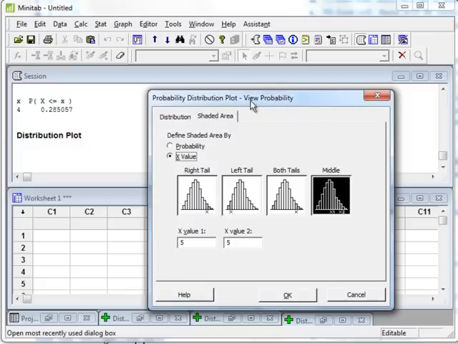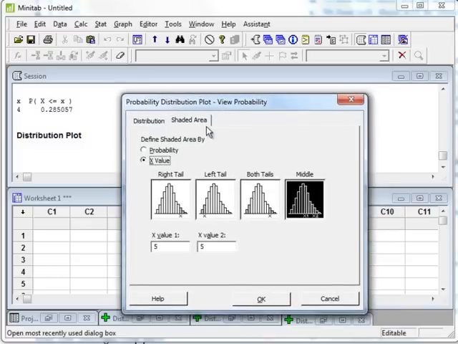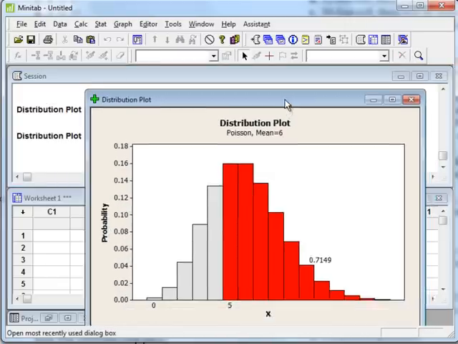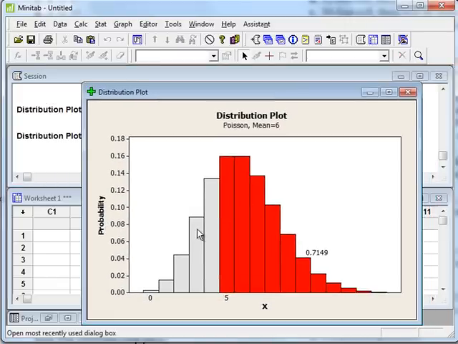And in this case, since it's greater than or equal to 5, and it's on the right tail, we include the 5 as part of the calculation since it's greater than or equal to 5. So I push OK, and it gives me probability x greater than or equal to 5. Okay, so that's pretty straightforward.